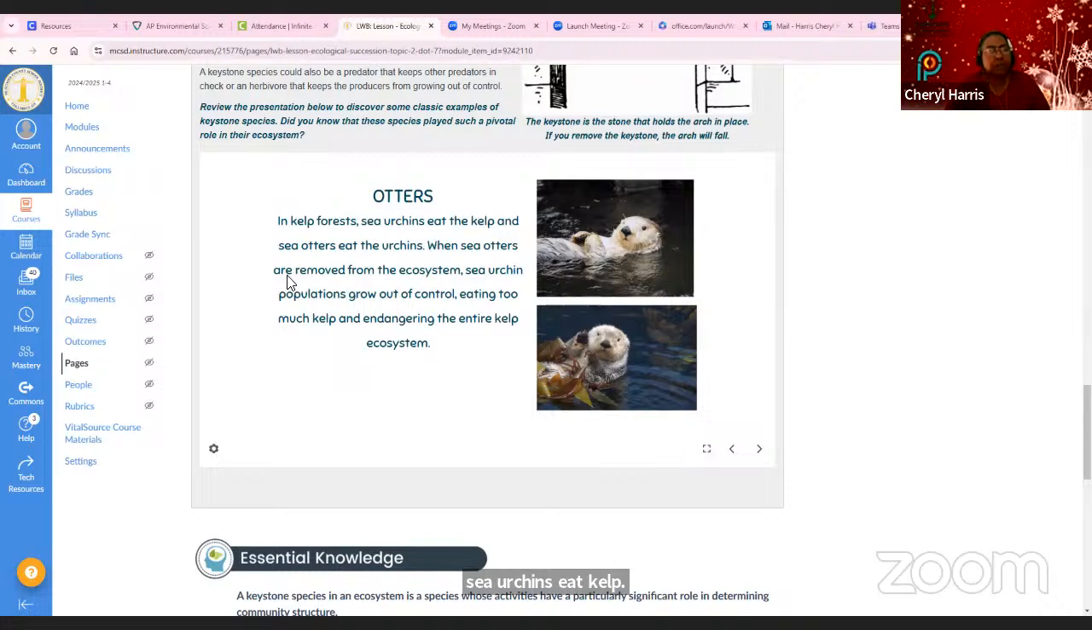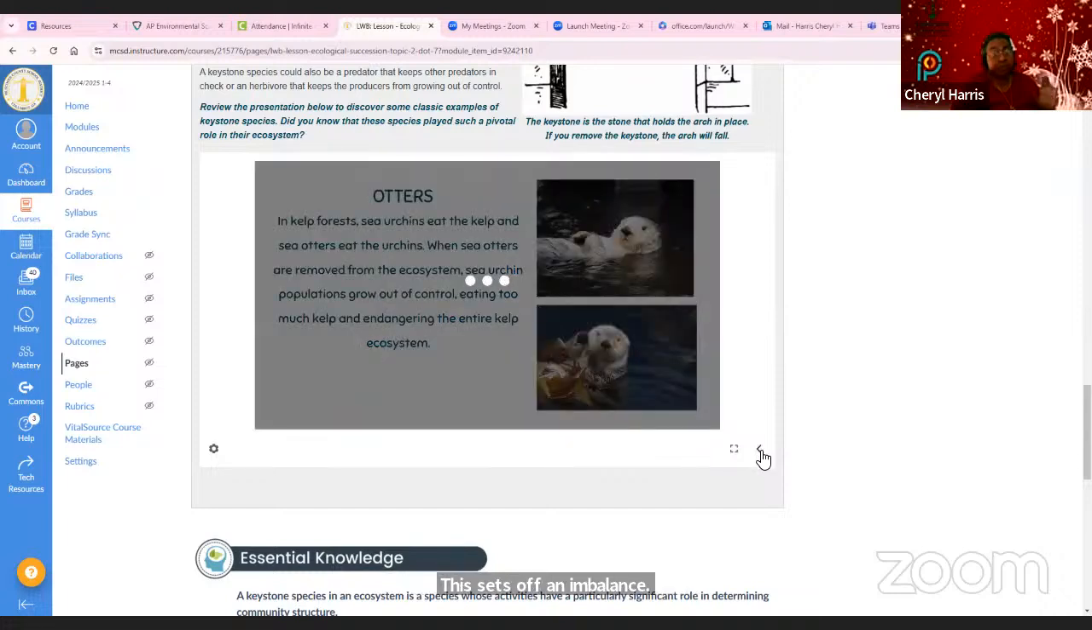And the sea otters are removed from the ecosystem as the sea urchin population grows out of control, eating too much kelp and endangering the entire kelp industry because they're not the only ones that eat kelp. Okay, there are other organisms that eat kelp, but this sets off an imbalance for the other organisms. Otters are fine.